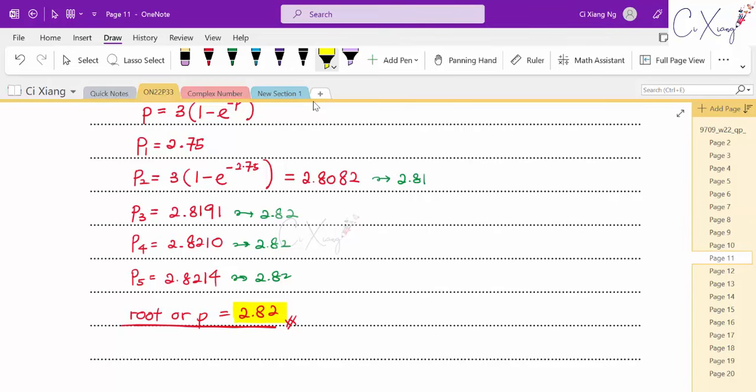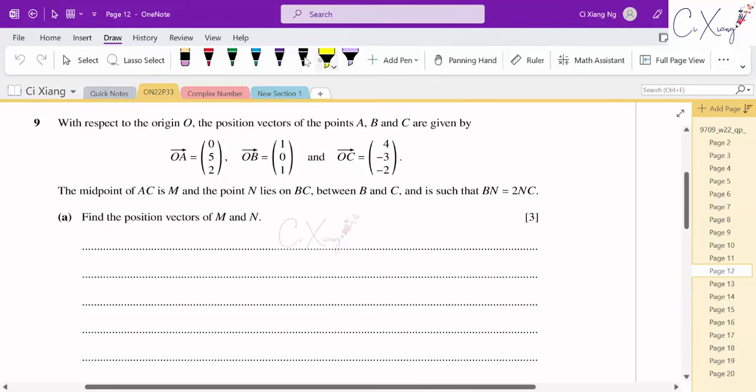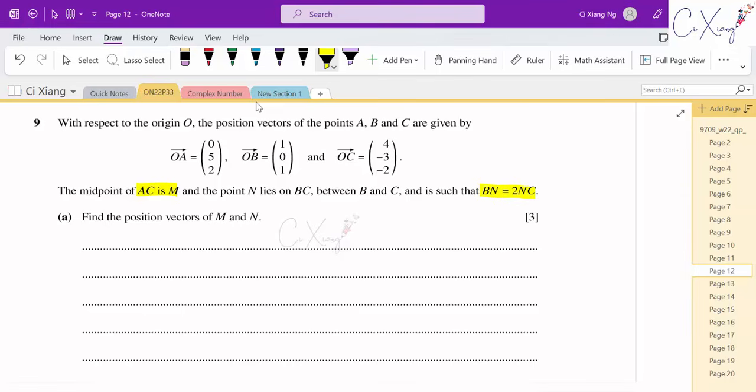Alright, so basically this is how we carry out the iteration process to find out the root for a particular equation. Okay, so we are now at question number 9. With respect to the origin O, the position vector of the point A, B, C are given by this, okay? So the midpoint of AC is M, and then the point of N lies on BC, so that BN equals to 2NC. And they want us to find the position vector of M and also the N.